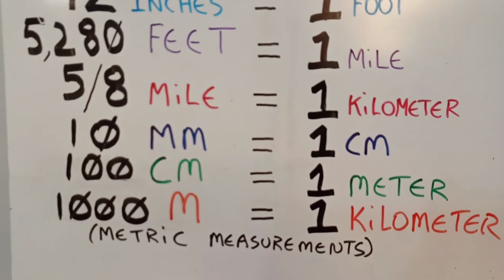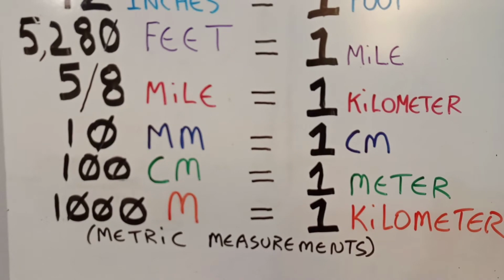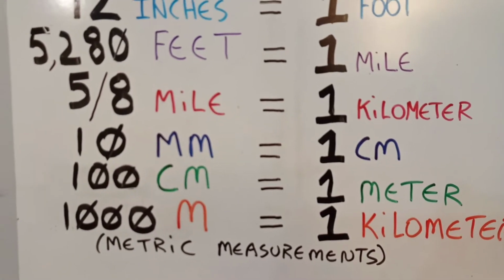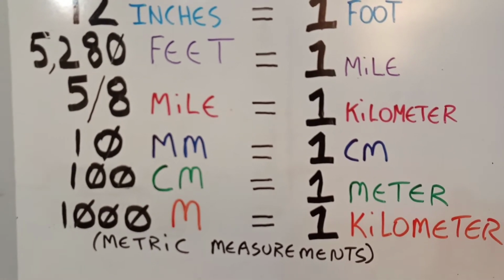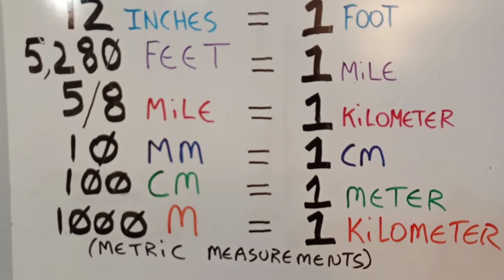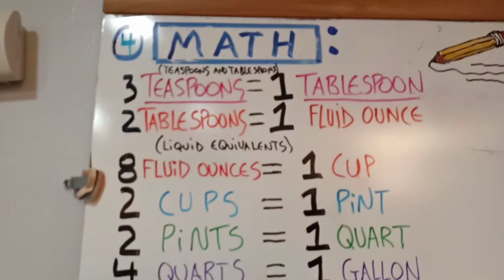So math, we're going to pick up on our little song from Teaspoons and Tablespoons. We're going to pick up metric measurements, and it starts: 10 millimeters equals 1 centimeter. 100 centimeters equals 1 meter. 1,000 meters equals 1 kilometer. That was metric measurements. And now teaspoons and tablespoons.